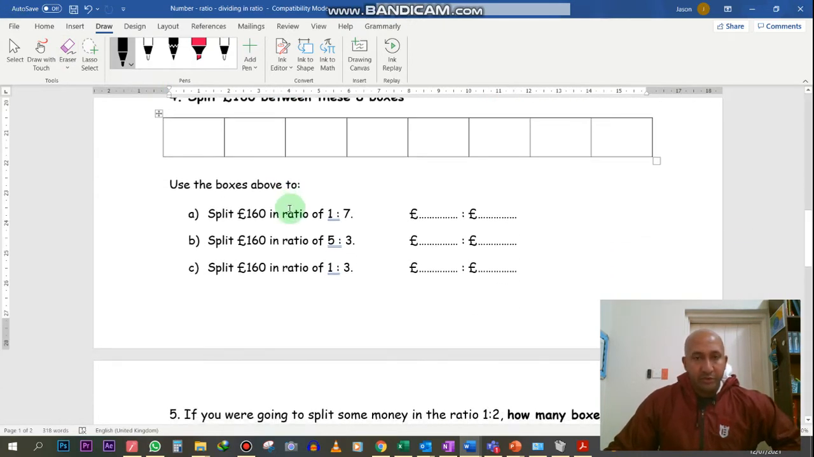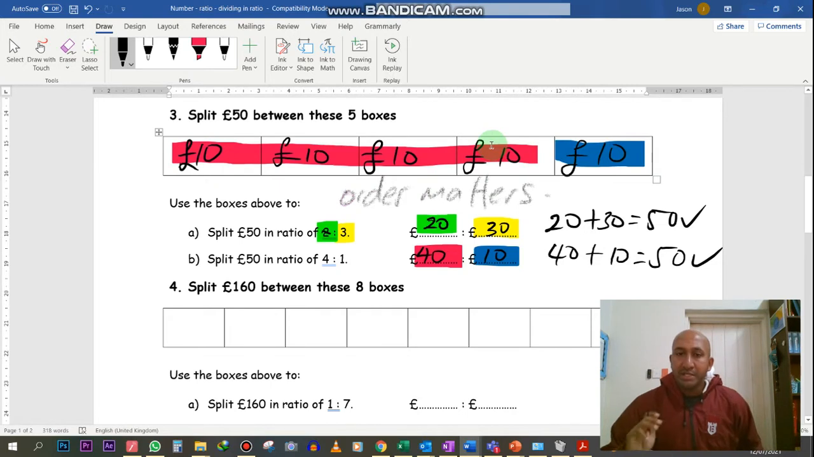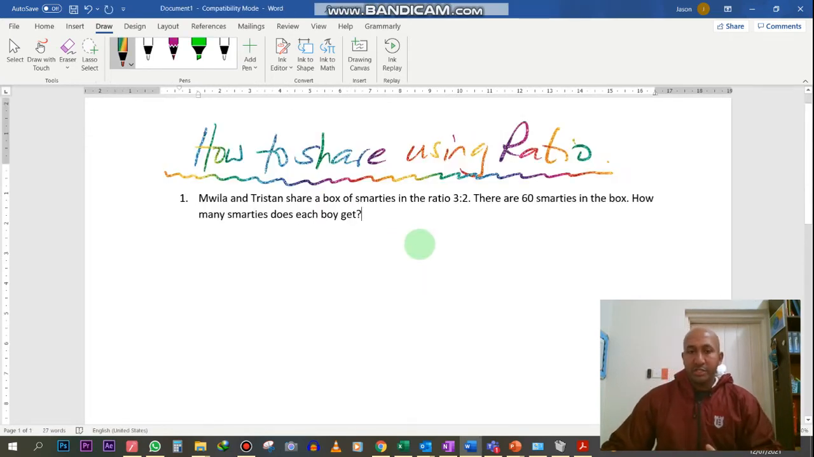This question was very similar. So what we're going to be dealing with today is not having to draw the boxes every time you do this, but just to use skills that you already have in multiplication of fractions in order to calculate this in exactly the same way. So I've got this question here set up, and it says, Muila and Tristan share a box of Smarties in the ratio of 3:2. There are 60 Smarties in the box. How many Smarties does each boy get?